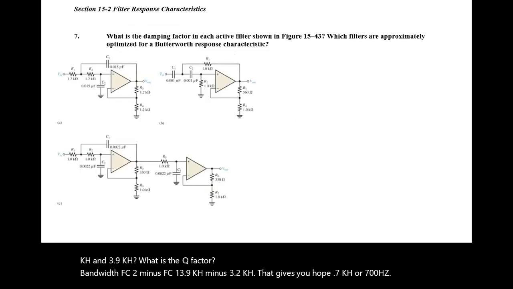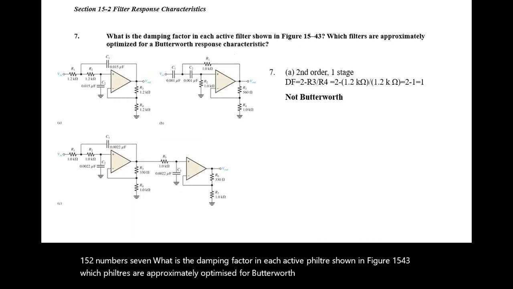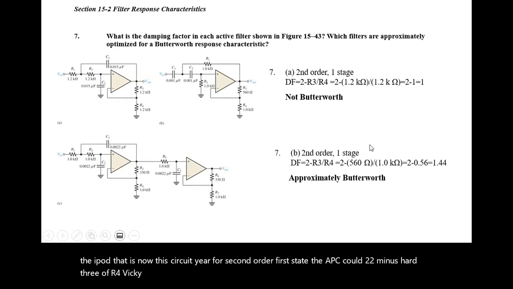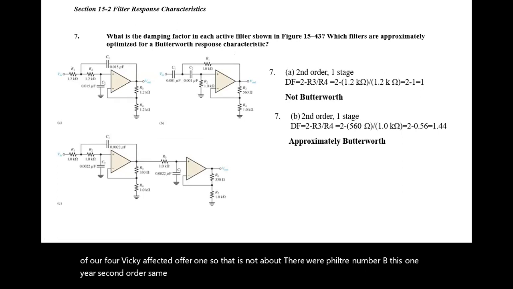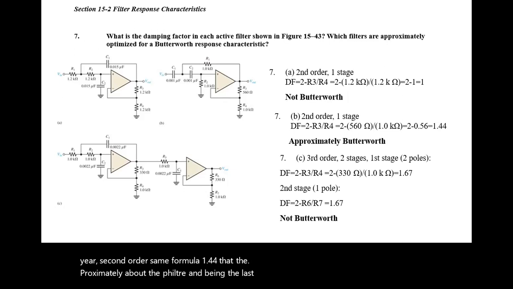Section 15.2 number 7. What is the damping factor in each active filter shown in figure 15.43? Which filters are approximately optimized for Butterworth response? We start off with the A part, this circuit here. For a second order single stage, DF is equal to 2 minus R3 over R4. That gives you a factor of 1, so that is not a Butterworth filter. Number B, this one here, second order, same formula, 1.44, approximately a Butterworth filter. And then the last one, DF works out at 1.67.